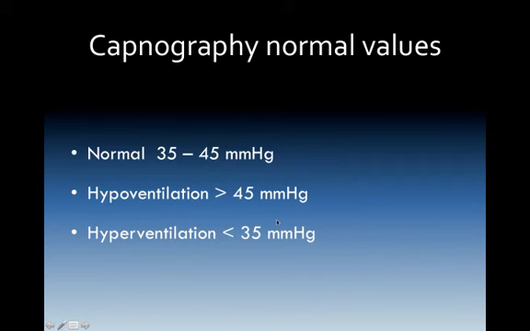Capnography normal values: normal values for capnography are going to be 35 to 45 millimeters of mercury. Hypoventilation, we're going to see a capnometry level greater than 45. So as our body starts retaining CO2, the CO2 levels start to rise, and we'll see this in the gas sampling. Hyperventilation blows off too much CO2 and it will be under 35 millimeters of mercury. So low CO2s. 35 to 45 is the normal CO2 level.